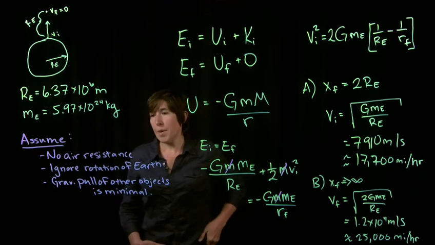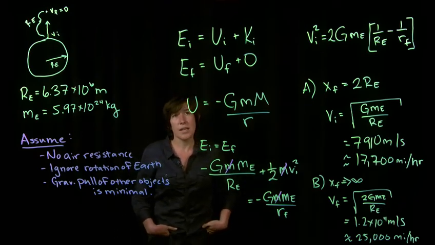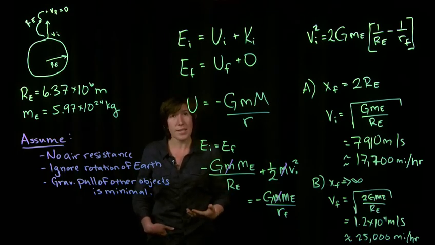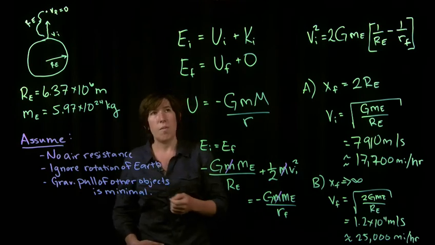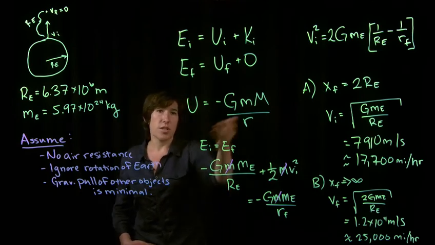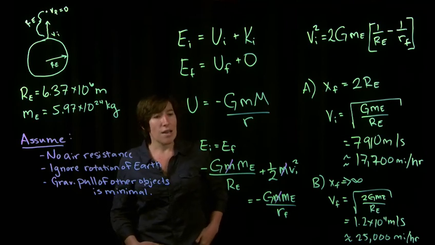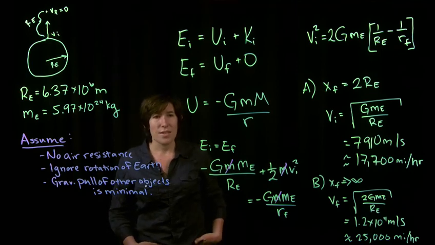So again, recapping what we did, we treated this problem in a very similar way to the way we treated projectile motion problems in the past. Energy was conserved. We were ignoring air resistance. And we just took this formula that we have for the potential energy due to gravity, and were able to find the initial velocity that we needed.